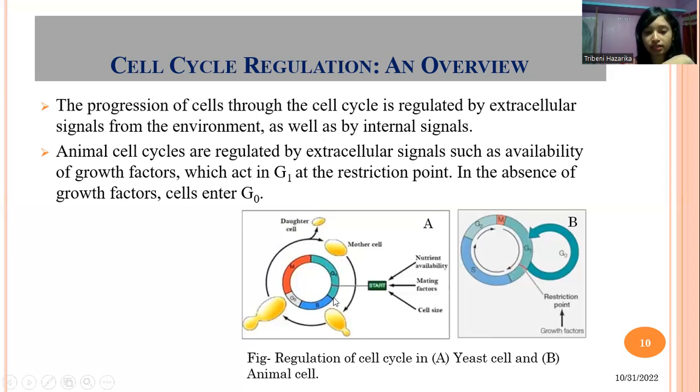So here we can see that in each cell, the cell cycle can be regulated by various external factors like nutrient availability, mating factors, cell size. These factors help the cell to regulate at the point of G1 phase, which is also known as the start point. In animal cells, the cell cycle is regulated by various growth factors at the G1 phase, which is known as the restriction point. But in the absence of these growth factors, the cells enter the G0 phase.